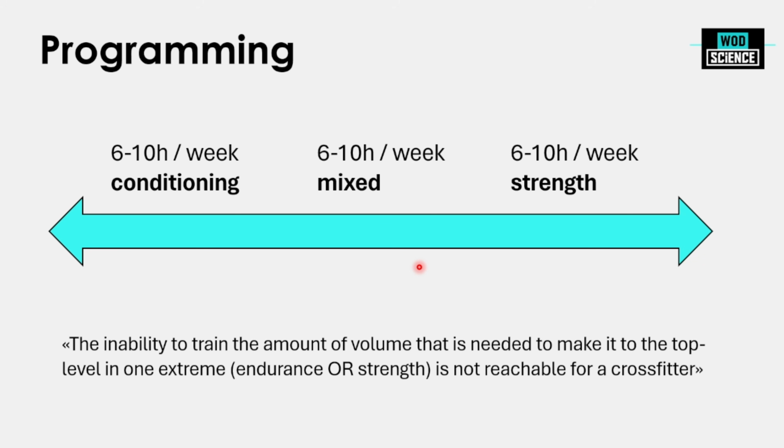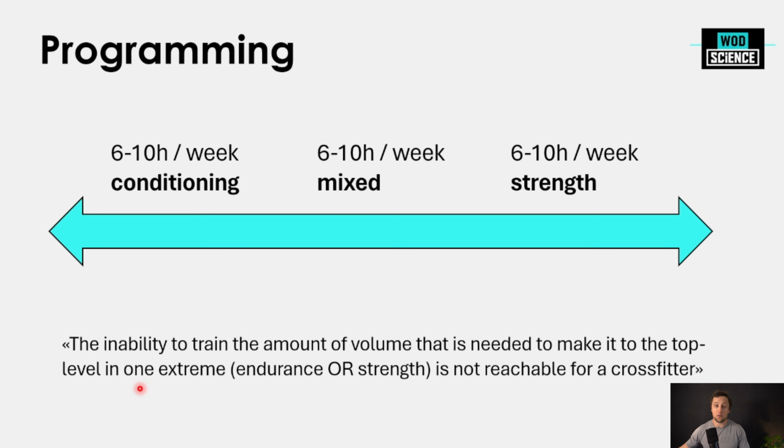And that's what I mean here, is that for a CrossFit athlete, it is impossible to specify in all different time domains, because there's just not enough training time per week to specify in a certain modality. So the inability to train the amount of volume that is needed to make it to the top level in one extreme, for example, endurance like a cyclist, or strength, is just not reachable for a CrossFitter.